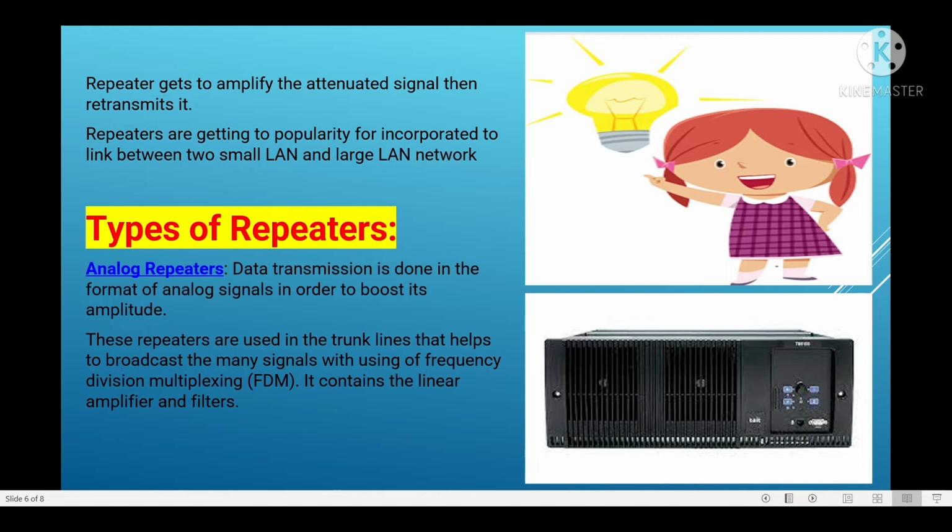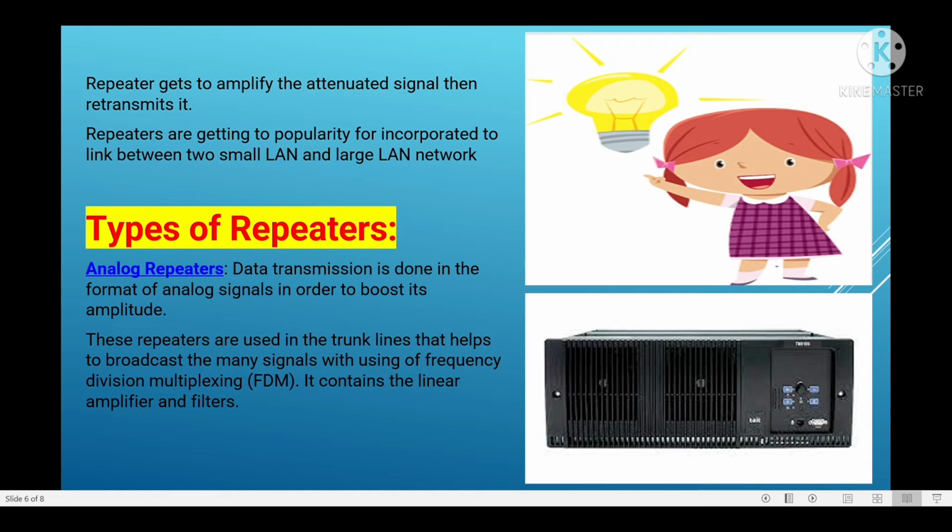Repeaters are able to amplify the attenuated signal and then retransmit it. Repeaters are gaining popularity because of their use in the LAN segment. Suppose there is a building and you want to transfer data over a LAN, you can use repeaters to send the data over larger distances. Now we'll see what the types of repeaters are.